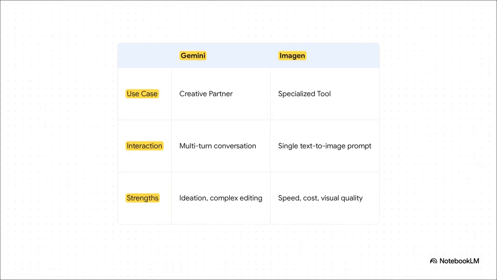Okay, so let's get practical. If you're a developer, when would you use this Gemini capability versus a more specialized model like Imagen? Well, it really just comes down to your goal. If you need a super high-quality image fast from a single prompt, Imagen is still your go-to tool. But if you want a creative partner for complex brainstorming and editing, that's where Gemini really shines.